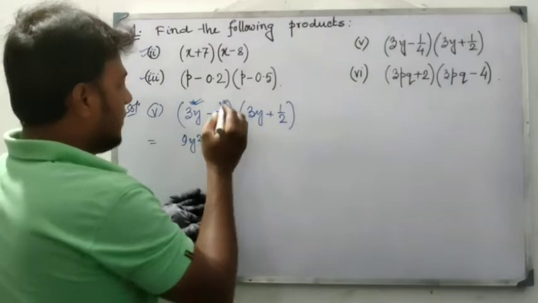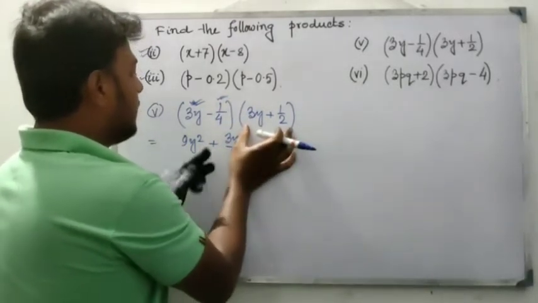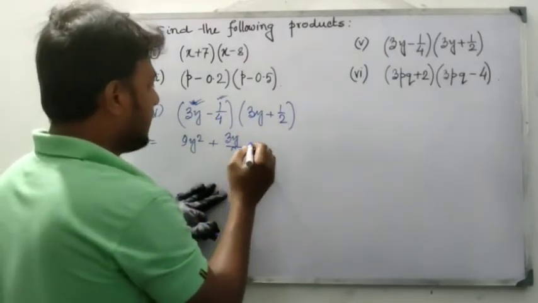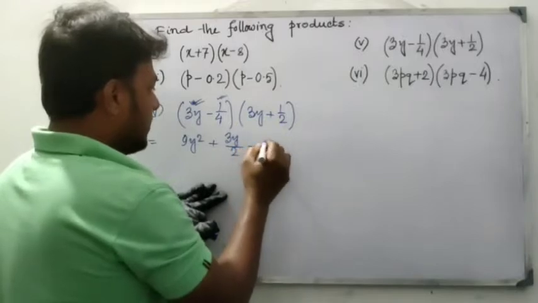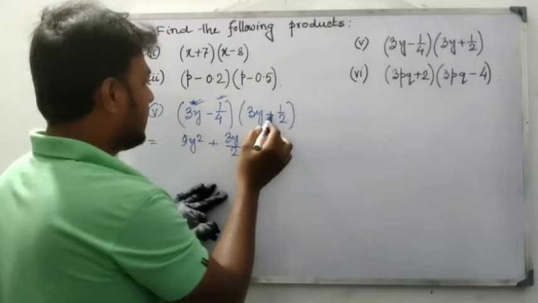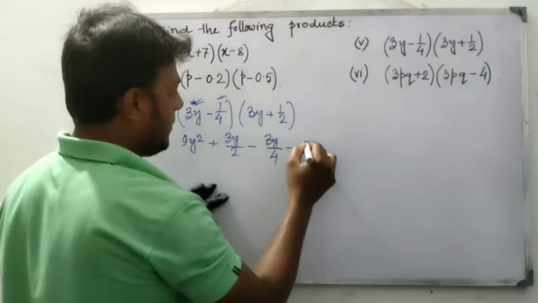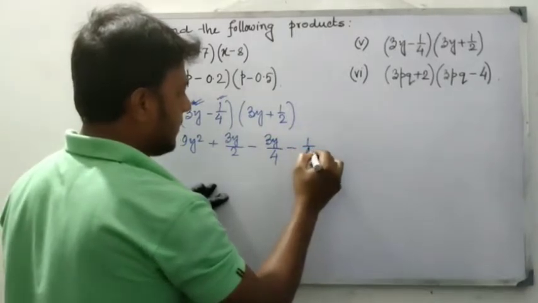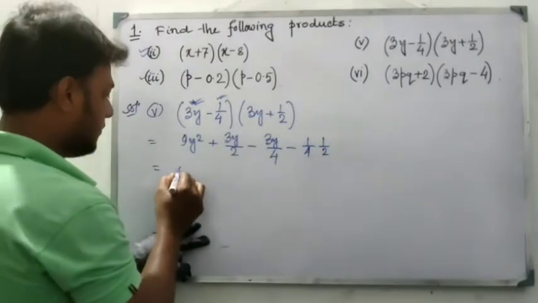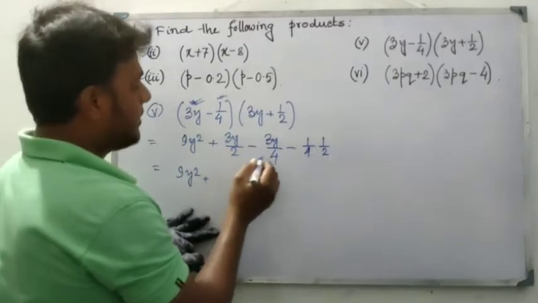Okay, now consider the second term, 1 by 4, and this term. So 1 by 4 into the first term 3y will be, this is minus and this is plus, so minus 3y by 4. And with the second term, minus 1 by 4 into 1 by 2. That means, okay, I am writing this equals to 3y by 2 minus 3y by 4.